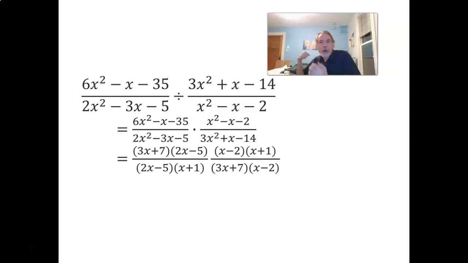Okay, here's where we go canceling stuff. 3x plus 7's, 2x minus 5's, x minus 2's, x plus 1's. Look at that! Everything canceled! So what's left if everything cancels? When you cancel everything, what do you have left over?